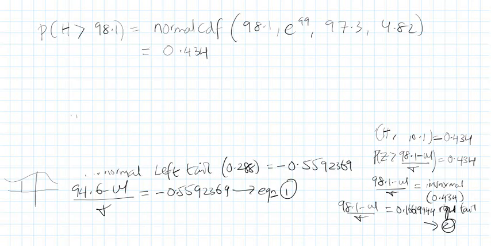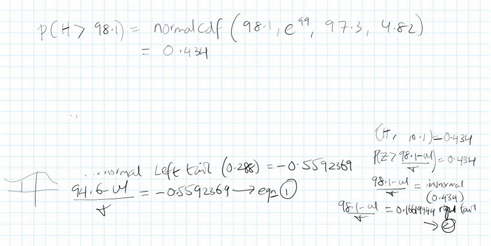Yeah. Good, perfect. So I was saying that we found the probability that the height is more than 98.1 first, because the question is about that. The plant is ready for harvest if the height is more than 98.1. Why is it normal CDF? Why is it not binom CDF?